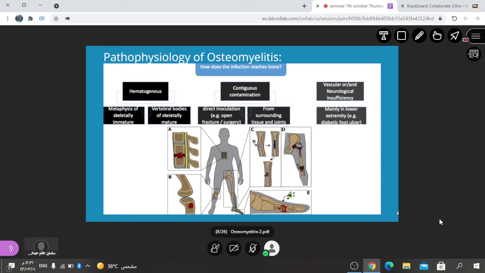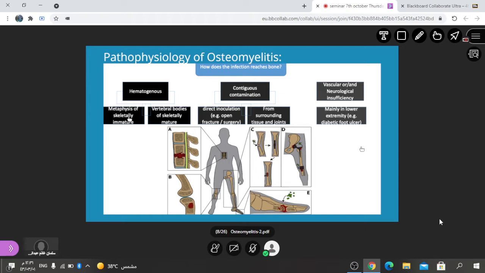My name is Salman, and I'm going to talk about the pathophysiology of osteomyelitis. So first, we need to know how the infection reaches the bone. We have three main mechanisms, the first one is the hematogenous, which means basically through the blood vessels, and this is the most common type in the pediatric population or in children.